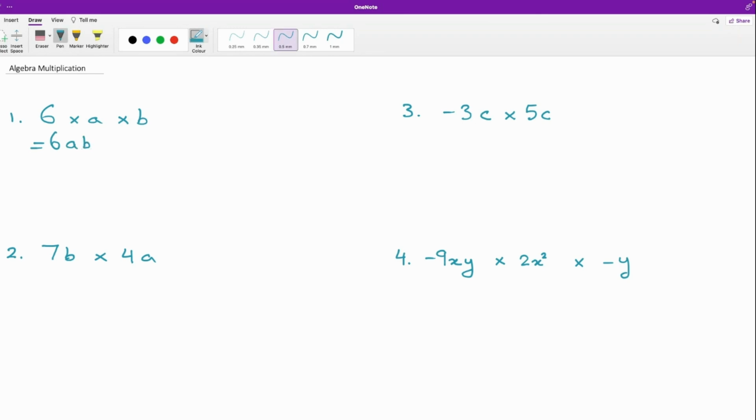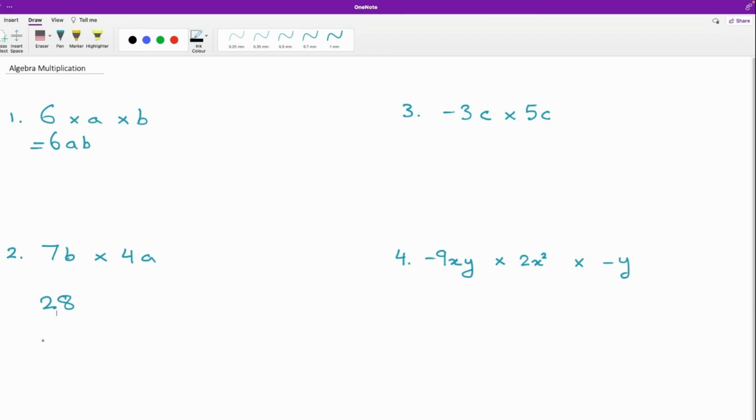Let's go to question 2. Moving to question 2, we have 7B times 4A. Same process. Let's start with the signs. We have a positive multiplied with another positive, so our answer will also be positive. The second step is to have a look at our numbers. We have 7 times 4. 7 times 4 is equal to 28.